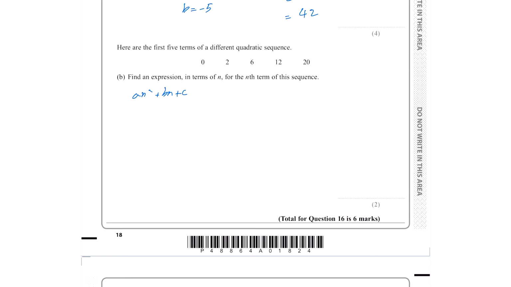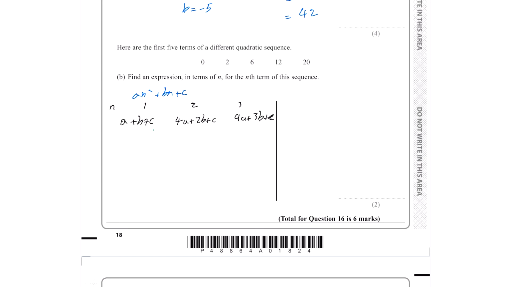Let me just use a different color now. So when n is 1, the value of n is 1, we have a plus b plus c, because that becomes a times 1 squared plus b times 1 plus c. When n is 2, that becomes 4a plus 2b plus c. And when n is 3, that becomes 9a plus 3b plus c. And the reason I'm doing this is just so you can see how this actually works.